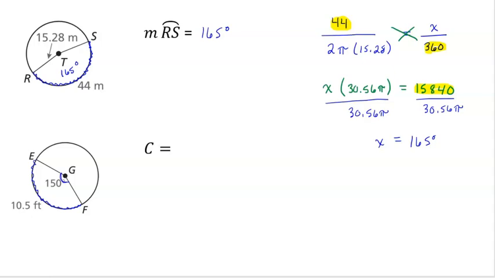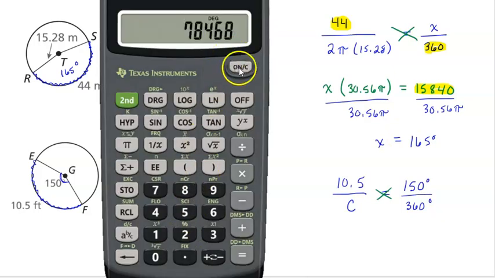We've got the piece of our circumference, which is 10.5, over the circumference of the entire thing, equals 150 degrees out of the entire 360 degrees. And so from here, it's super duper easy. We're going to cross multiply. So let's get out our calculator.